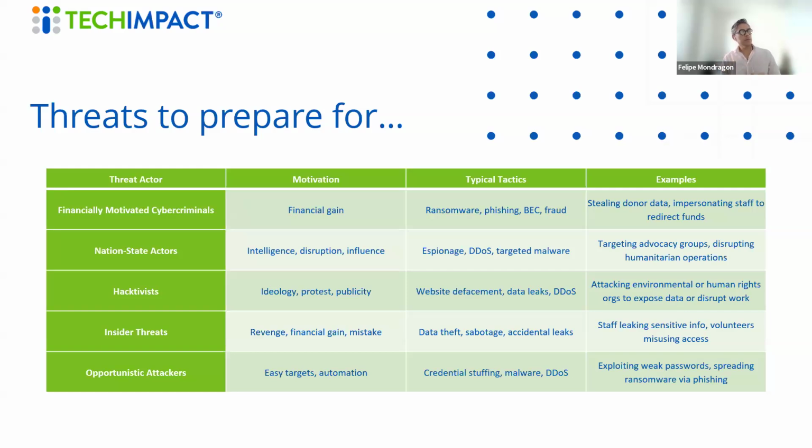So taking it across the top. As I mentioned before, the financial criminals are number one. We see probably the most in the nonprofit space. And again, the very simple motivation is to make money, right? The typical tactic of ransomware is the most devastating we see, holding organizations for ransom.